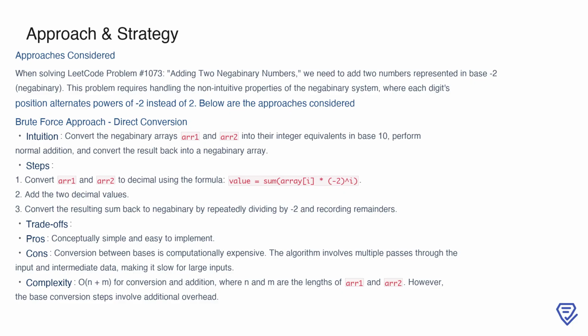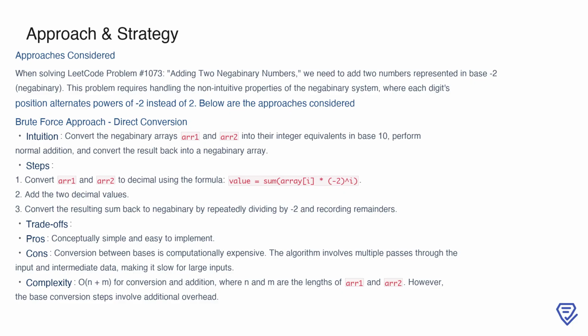One straightforward approach to solving this problem is the brute force method, which involves directly converting the Negabinary arrays into their decimal equivalents, performing the addition in base 10, and then converting the result back to Negabinary. Specifically, we calculate the decimal value by summing each array element multiplied by its corresponding power of -2. Once the addition is done, we repeatedly divide the result by -2 to obtain the Negabinary representation.